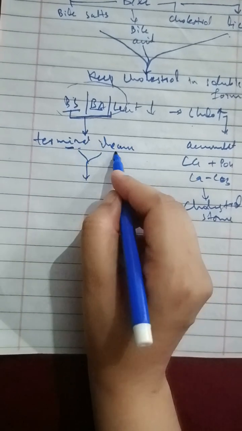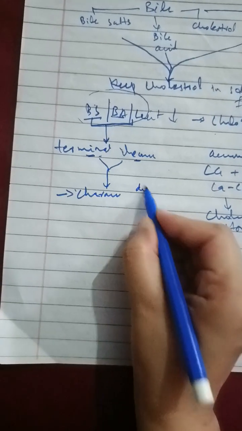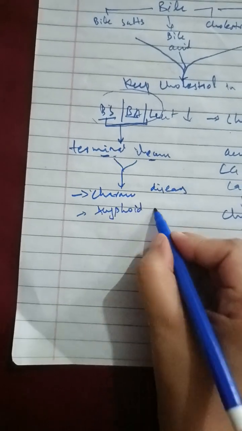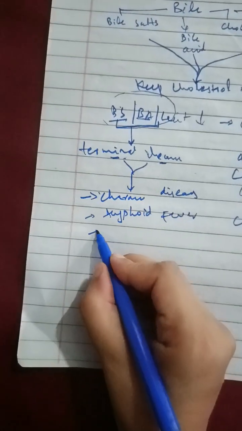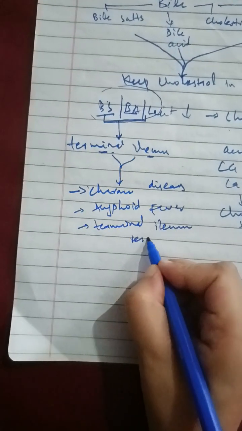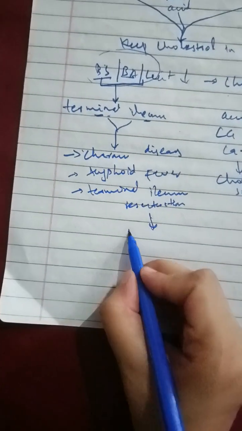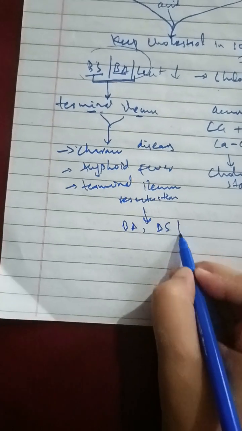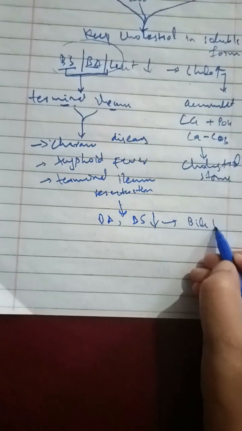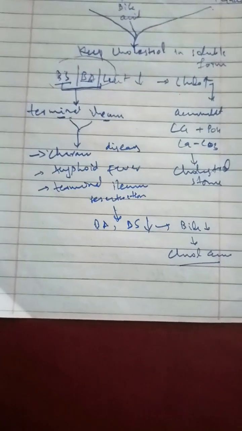When there is a pathology in the terminal ileum, like if the patient has Crohn disease, typhoid fever, or terminal ileum resection, then this bile acid will not be absorbed, due to which the bile acid and the bile salt level in the blood will decrease, due to which its level in the bile will also decrease and cholesterol will accumulate. This will lead to the cholesterol stone.